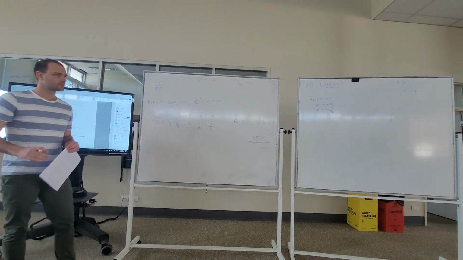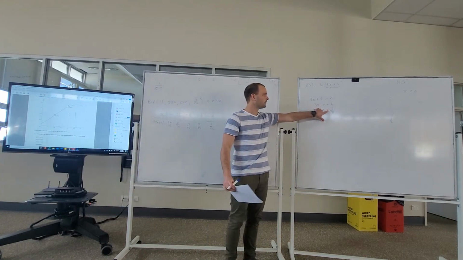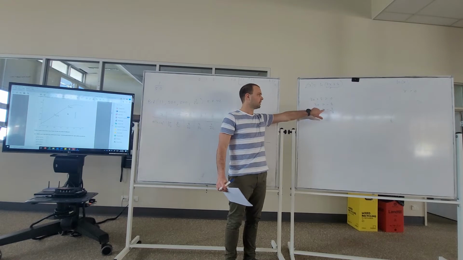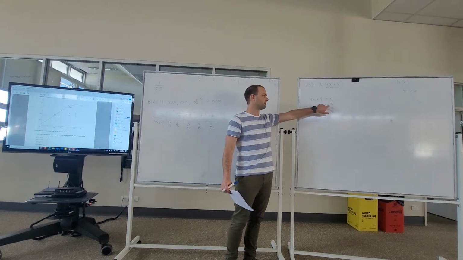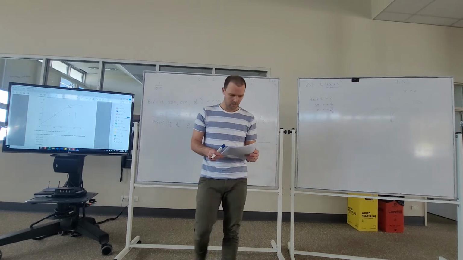The only difference with inequalities is when you multiply or divide by a negative number, you flip the inequality. Here we're dividing by a positive, so we don't flip it. All right? Only when we multiply or divide by a negative.